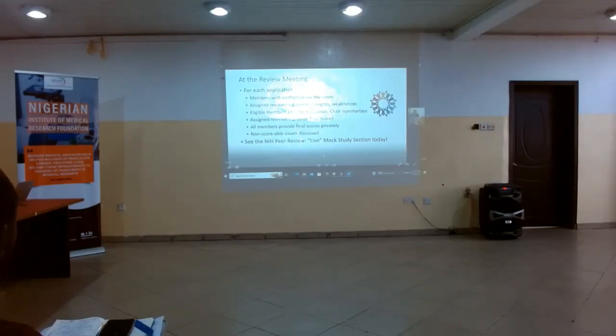The assigned reviewers, those 3 or more out of the panel assigned to the application, present the strengths and weaknesses to the rest of the panel. The eligible members, and by that we mean people without conflicts, then join the discussion. The chair of the panel summarizes the discussion. The assigned reviewers provide their final scores, and then all of the members provide final scores privately.